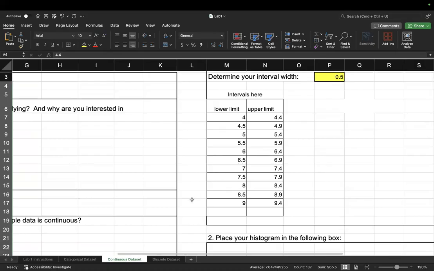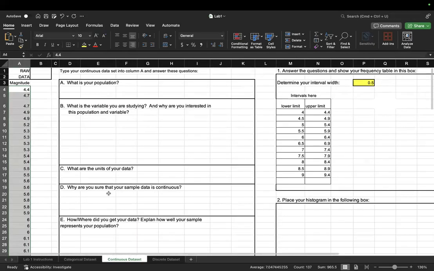For which question? Question D? Question D is you're using the definition of like continuous or categorical or discrete to describe how you know your data is continuous. So, for example, I know that my data is continuous because it can take on any value. It is not something that's countable. So that's how I know it's continuous. So go take a look at the definition when you're doing these and then use that to determine how you know.